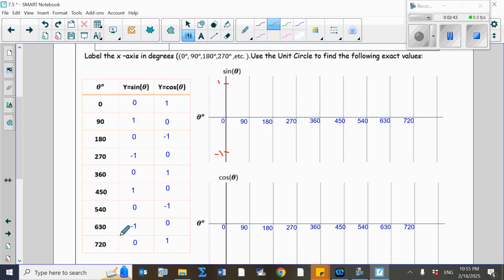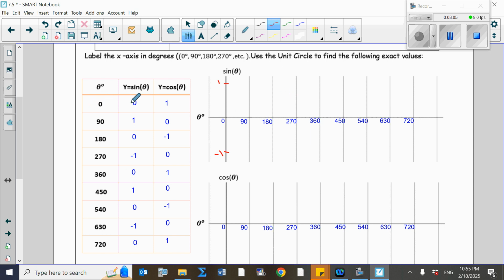Notice that there is a pattern here. 0, 1, 0, -1, 0, 1, 0, -1. And even here for cosine, 1, 0, -1, 0, 1, 0, -1, 0, and so on. Okay, so let's see what the graph looks like if I graph these points first.